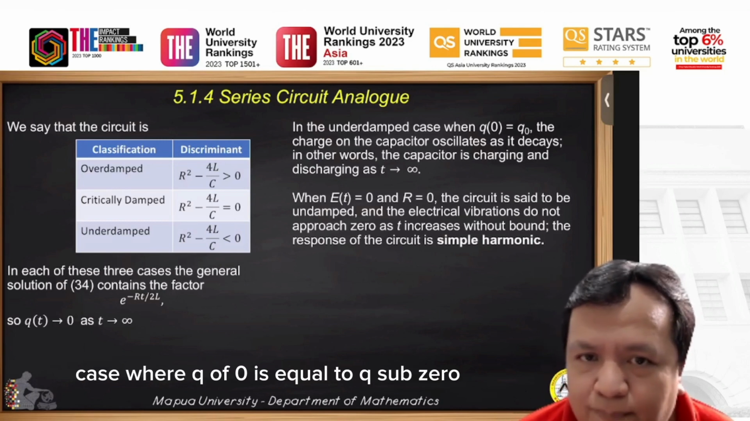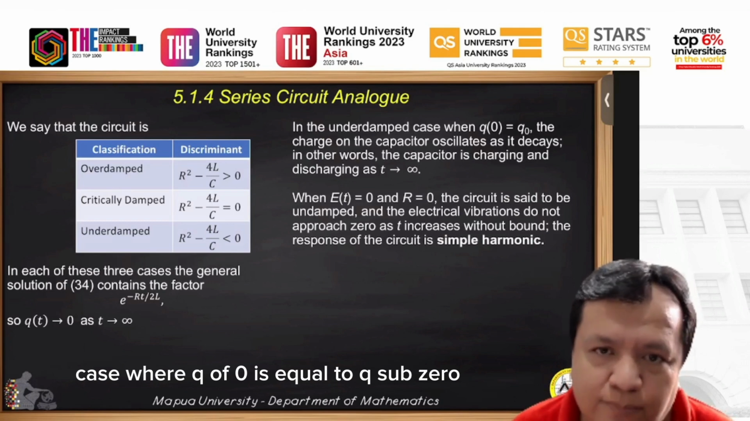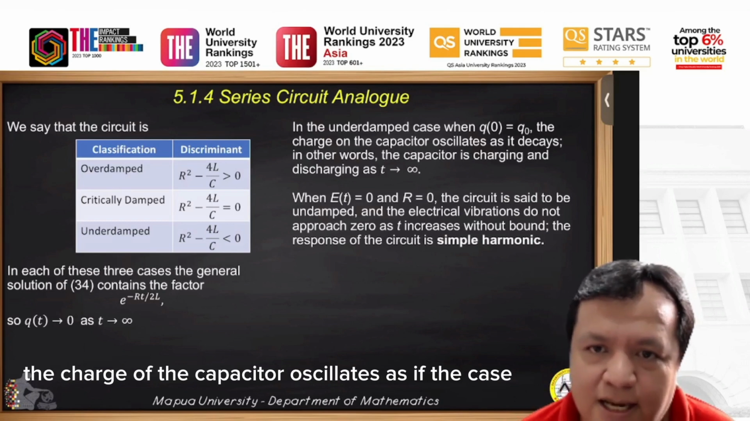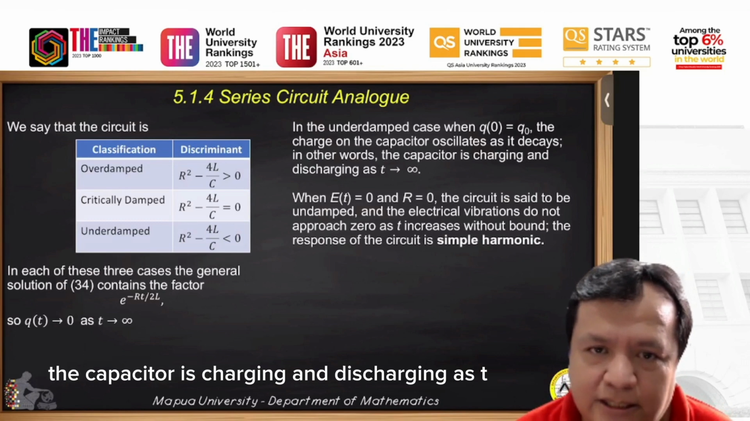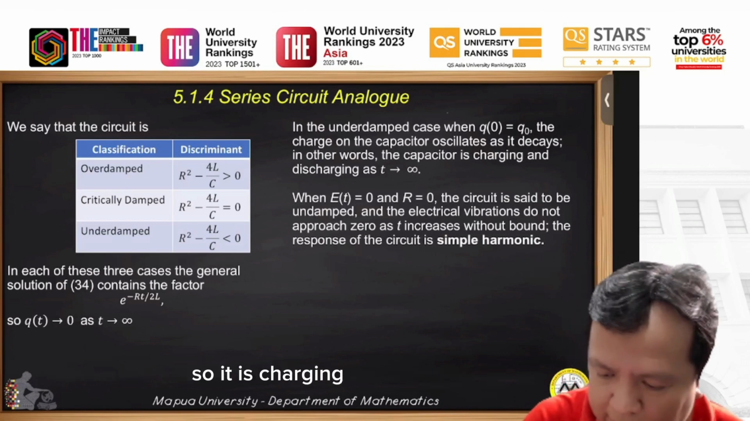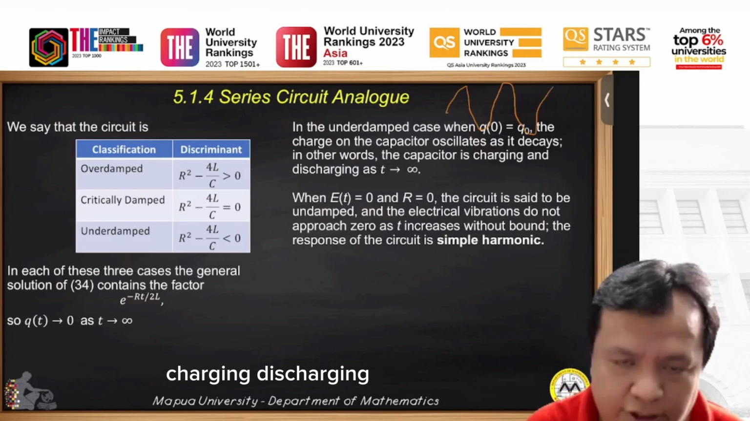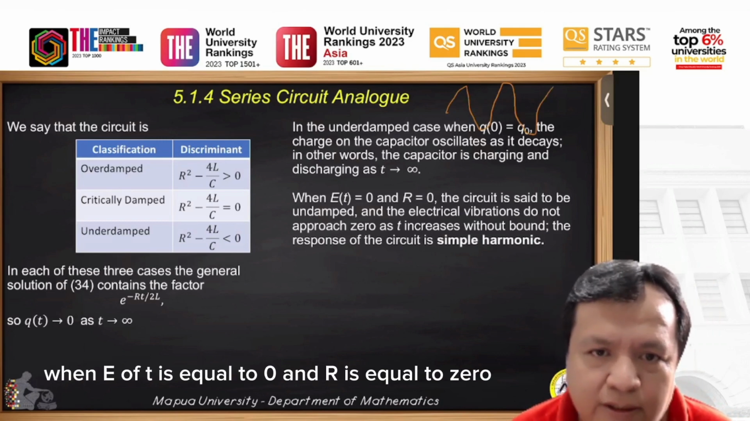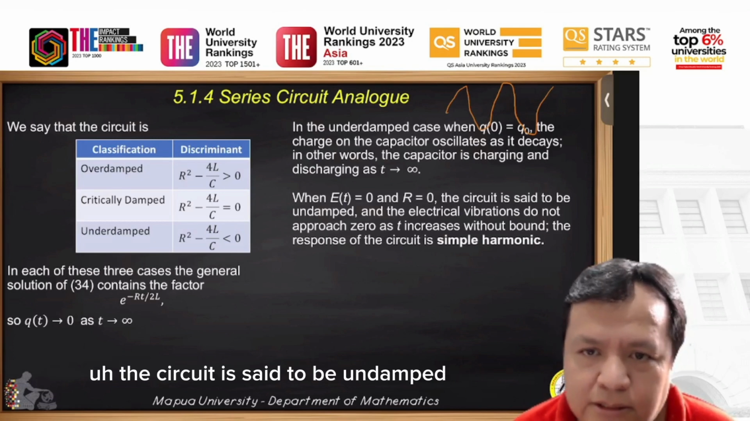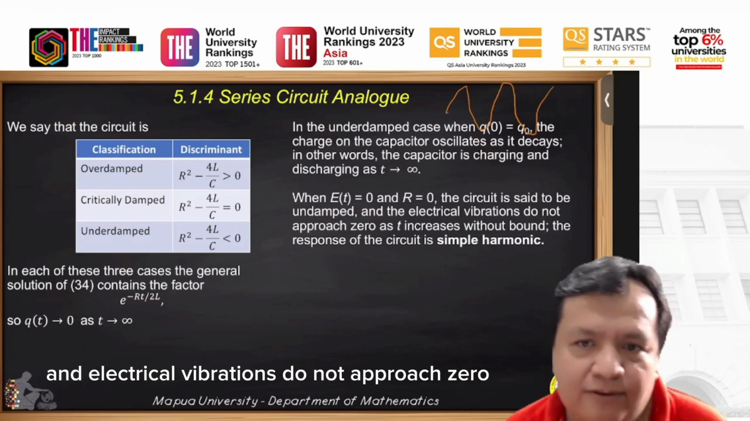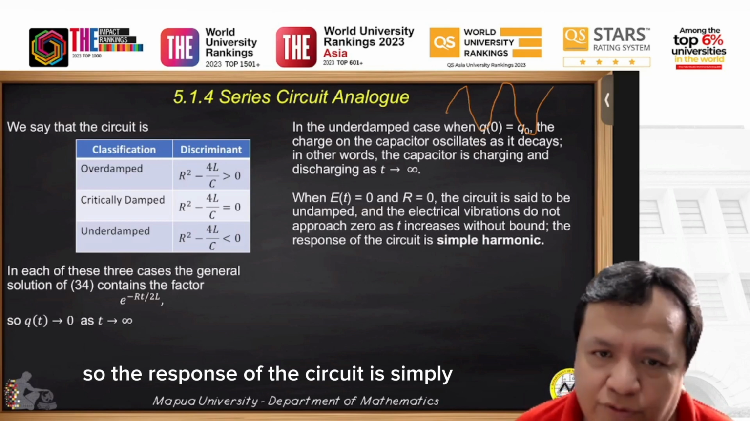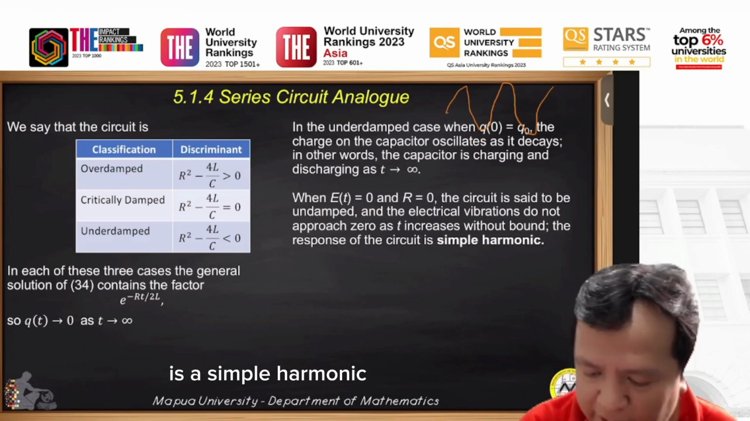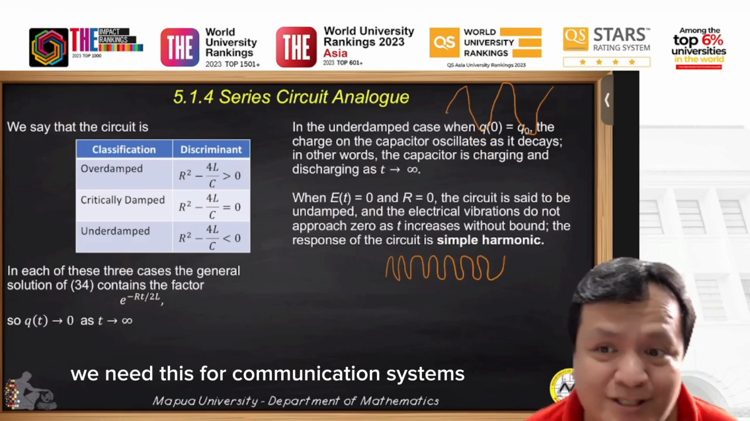In the underdamped case, where Q of 0 is equal to Q sub 0, the charge on the capacitor oscillates as it decays. In other words, the capacitor is charging and discharging, charging, discharging, as t approaches infinity. When E of t is equal to 0 and R is equal to 0, the circuit is said to be undamped and the electrical vibrations do not approach 0 as t increases without bound. So the response of the circuit is simple harmonic. We need this for communication systems.